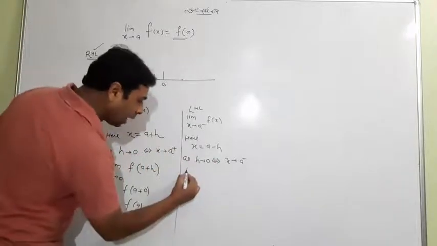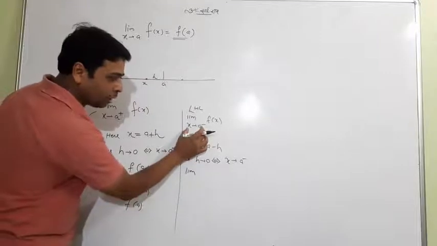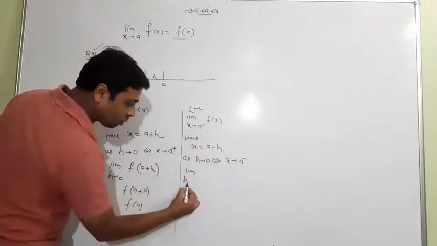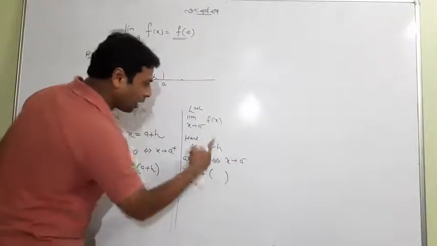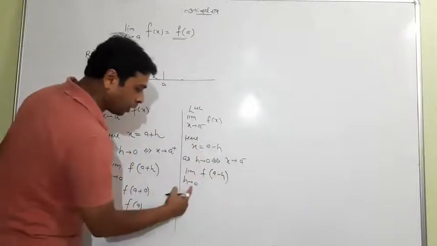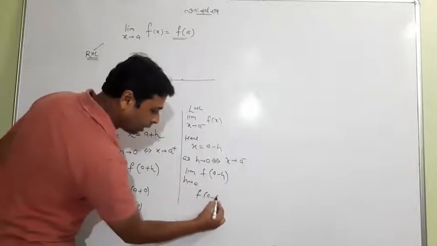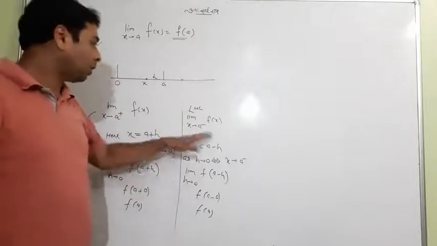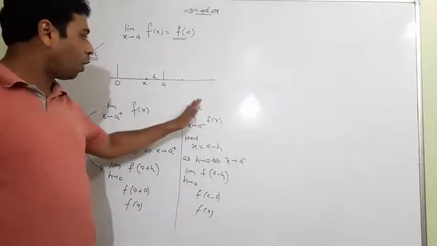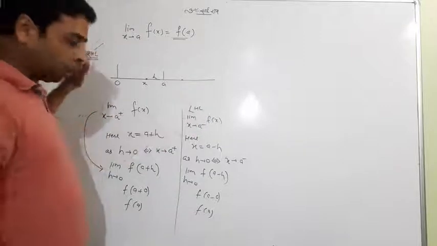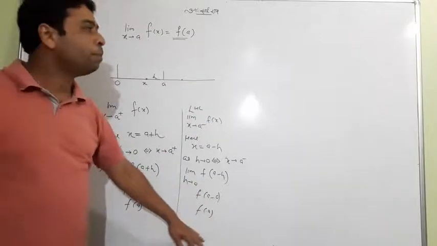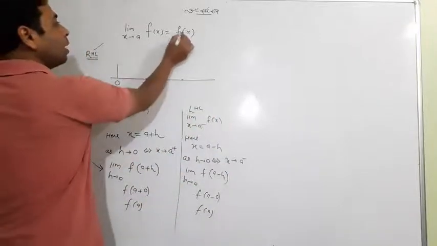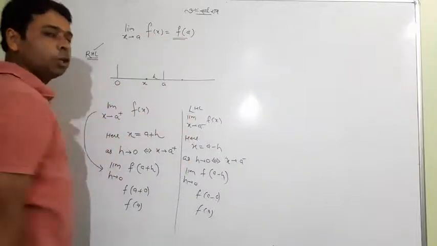Okay, now I'll change my limit x tends to a minus. As h tends to 0, instead of x I'm writing a minus h, and put h equal to 0, I'll get a minus 0, ultimately f of a. So in both cases, guys, whether you have used LHL or RHL, you got f of a. The meaning is, if you directly put the value x equal to a, you will get f of a.